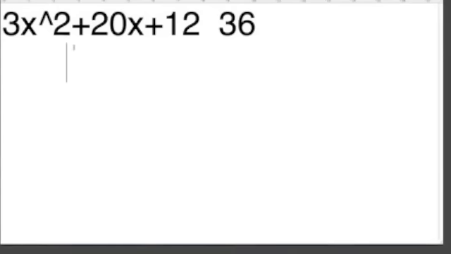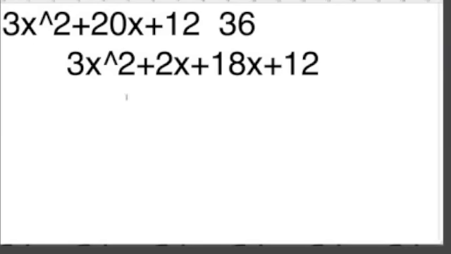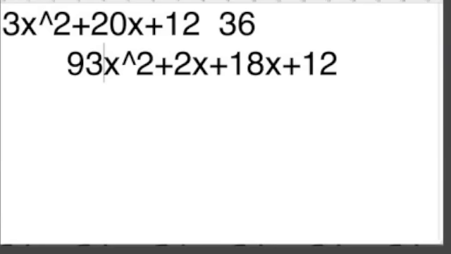So let's split the middle term. So 3x squared plus 2x plus 18x plus 12. We would just do the same thing. Let's split them up.